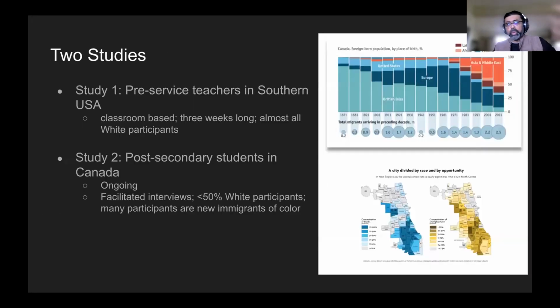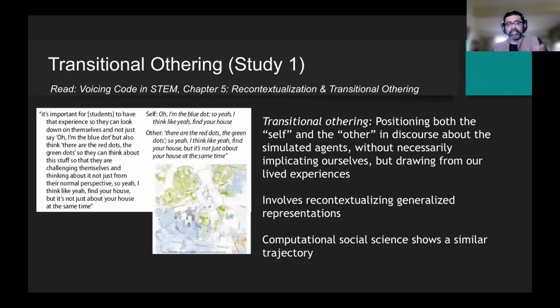But so we took this simulation into two settings. One, a predominantly white classroom in the South, where it worked like a charm. And we found, and this is chapter 5 in Voice and Code, that the culture in the southern US is that slavery is not talked about. And so we were able to get a class of predominantly white pre-service teachers to engage in critical conversations about race and slavery as they engaged with the simulation and a racial dot map of segregation in the US.